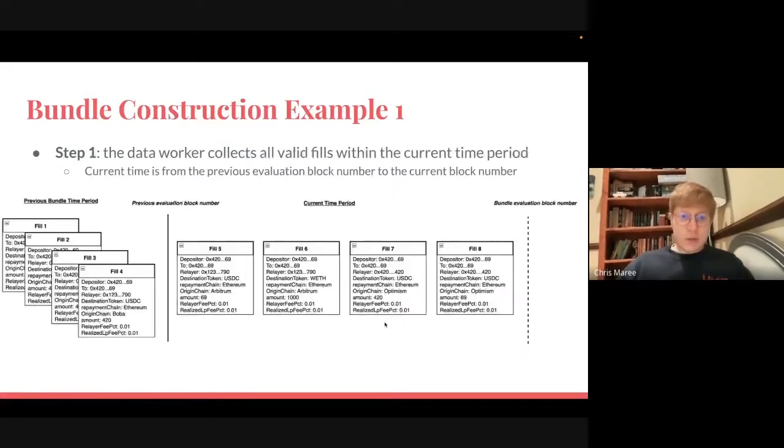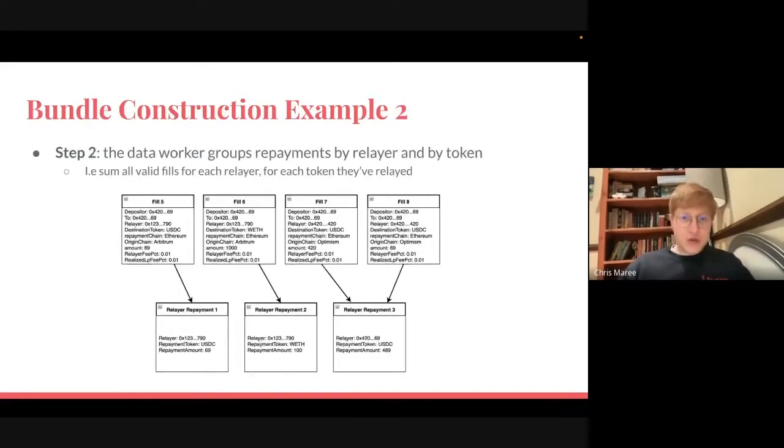Okay, so that's step 1. The data worker collects all the valid fills within the time frame, right? They can filter out anything that's noise. Step 2 is they're going to group them by the relayer and by the token, okay?